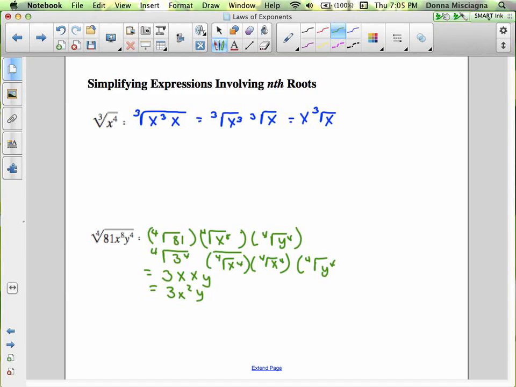Now, another way you can think of this, and to do it faster: the fourth root of 81 is 3, right? I've got x to the eighth. I need 4 x's to take a fourth root. I've got 2 groups of x to the fourth. That means coming out would be x squared. And then the fourth root of y to the fourth would just be y. So you can do it in your head and quicker. But for notes, just so that you can see the properties, we'll do it a little bit longer.